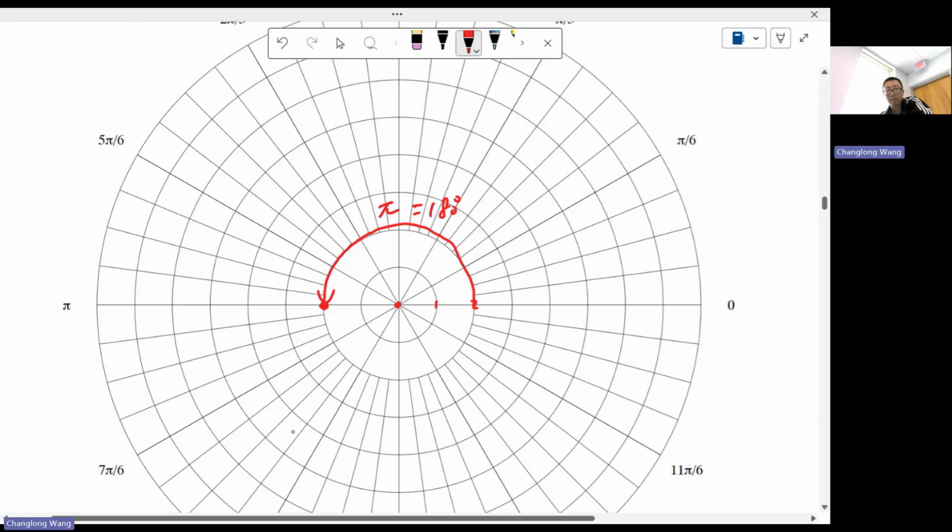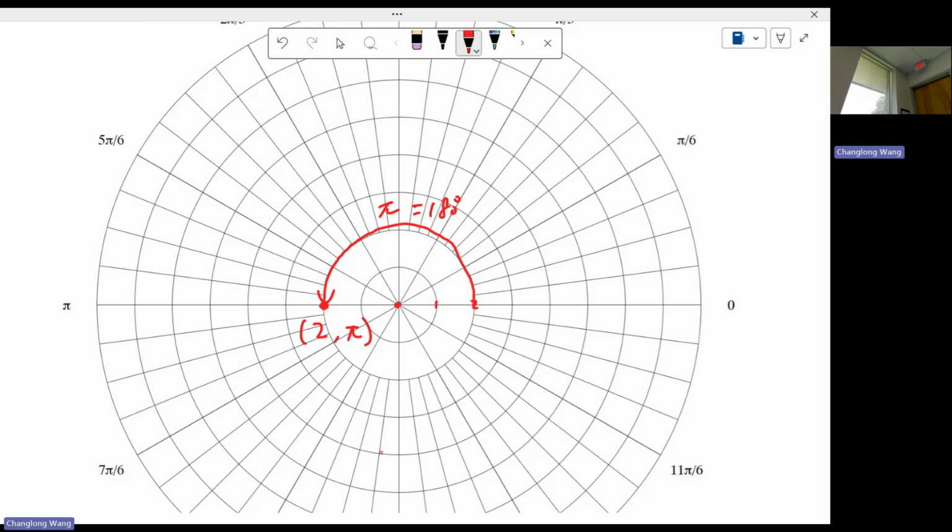But how will I label the coordinates of the point? It's not -2, it's 2, comma, pi. But now the question is, how do I find out a point with a -2? This is why they call it the directed distance.